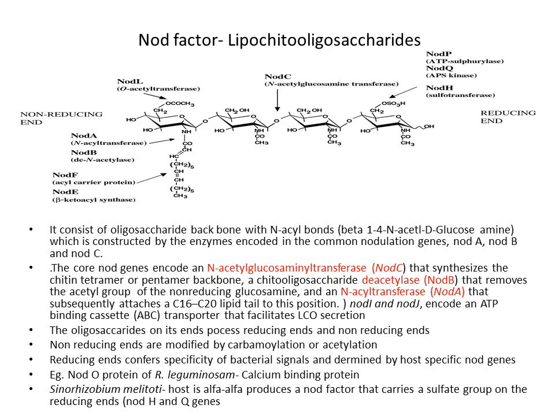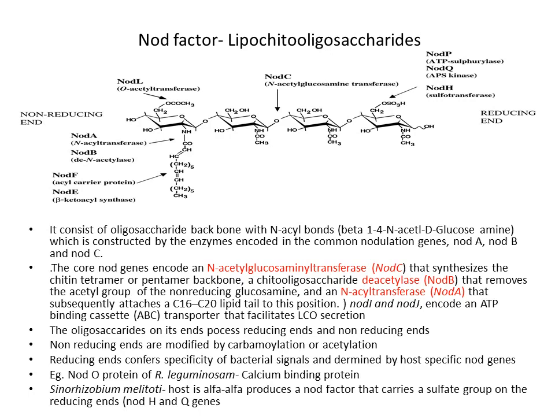And the nod B gene is involved in the formation of deacetylase, where this enzyme removes the acetyl group of the non-reducing glucosamine. You know, this backbone, that is the chito-oligosaccharide backbone, has two ends called the reducing end as well as the non-reducing end. The nod B gene is responsible for the production of deacetylase. This removes the acetyl group of the non-reducing end.